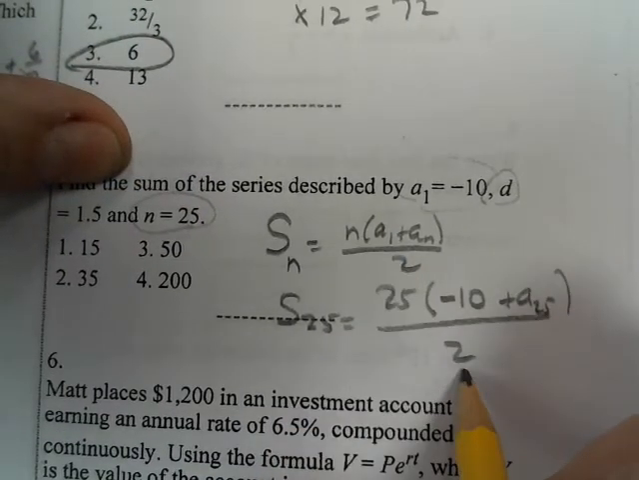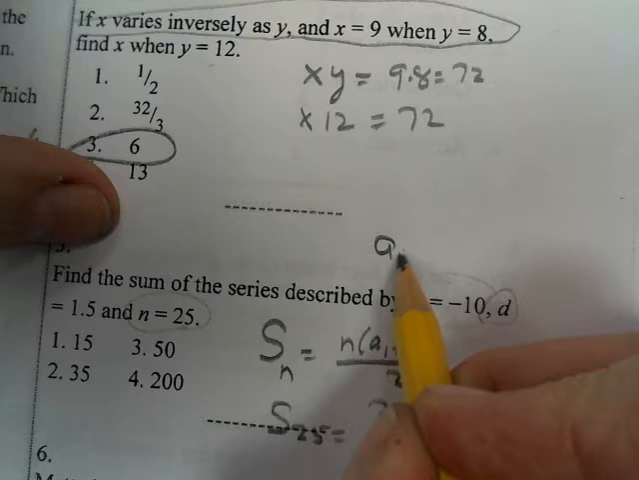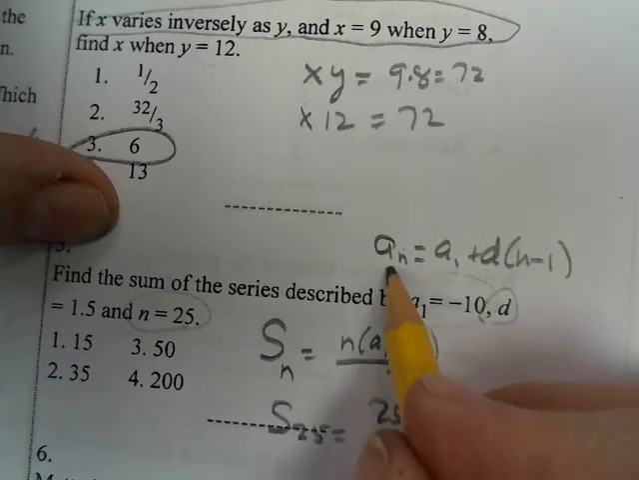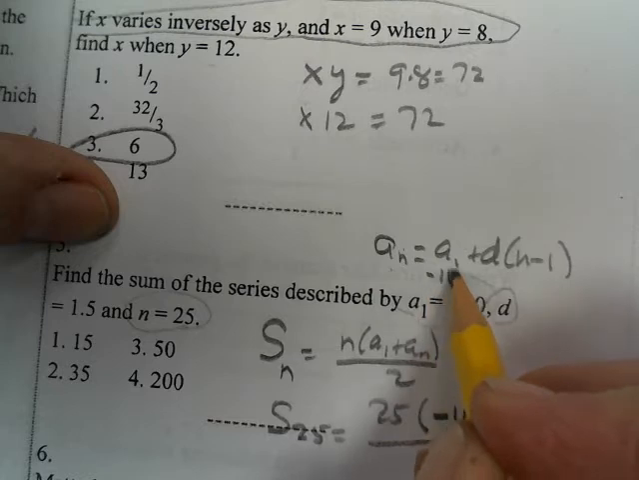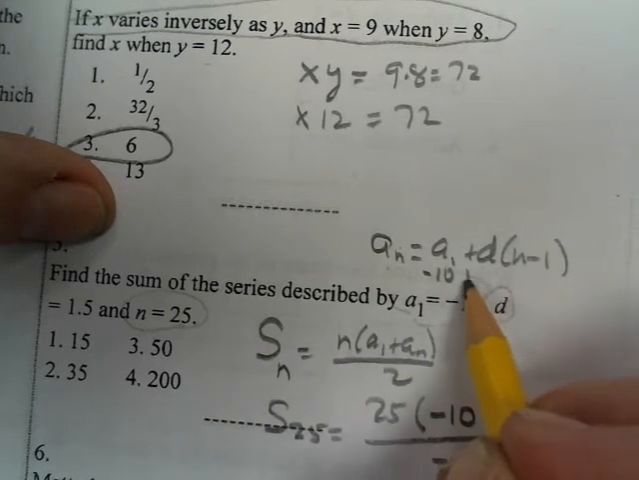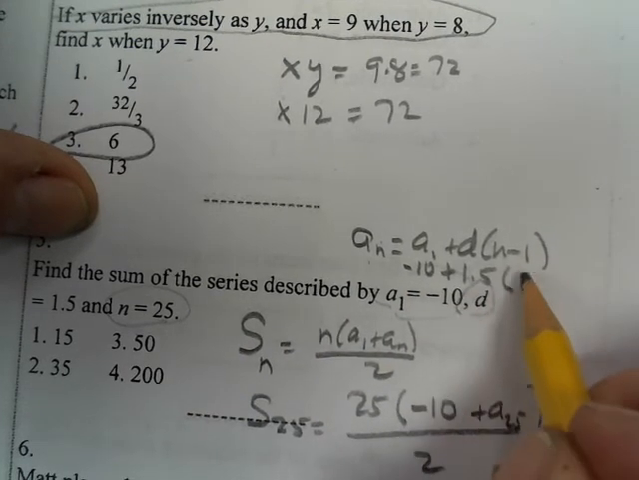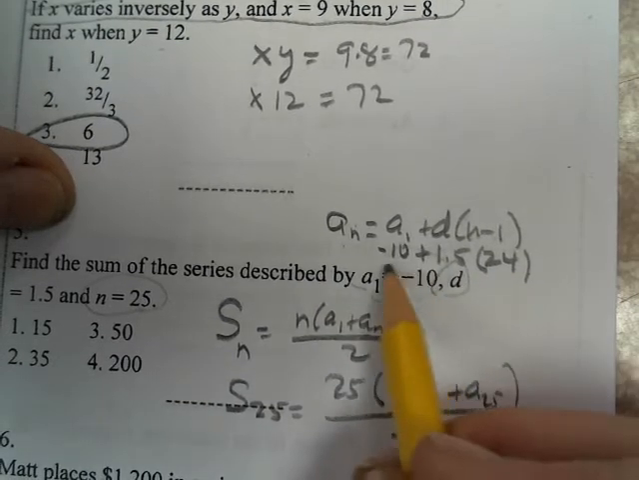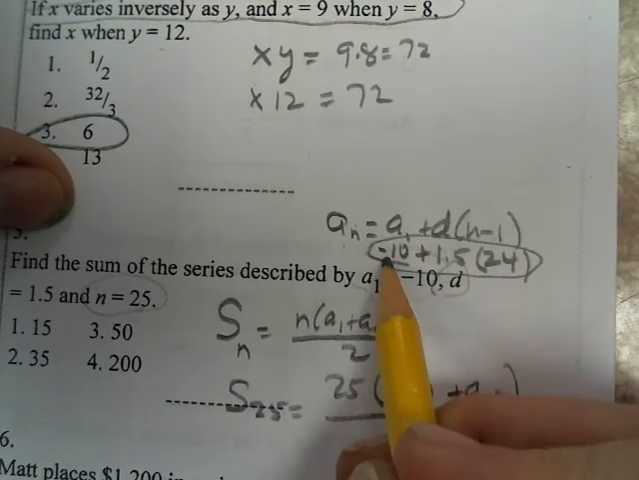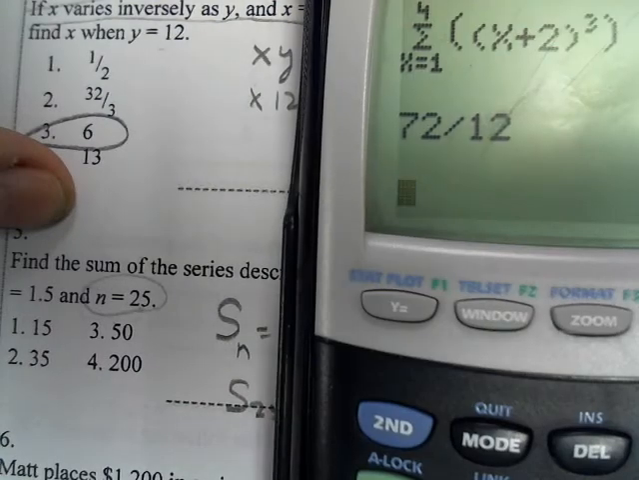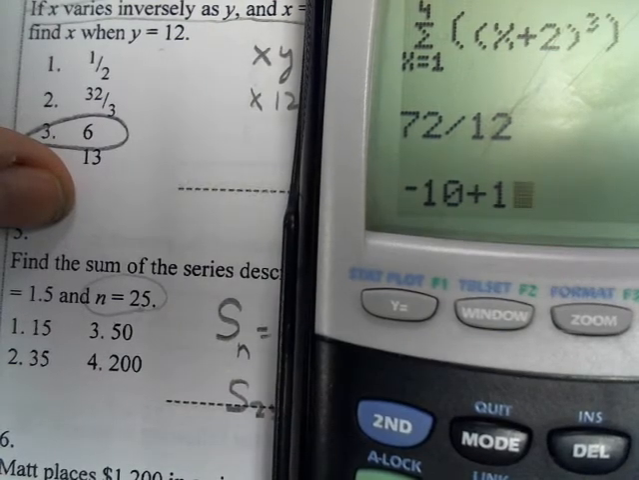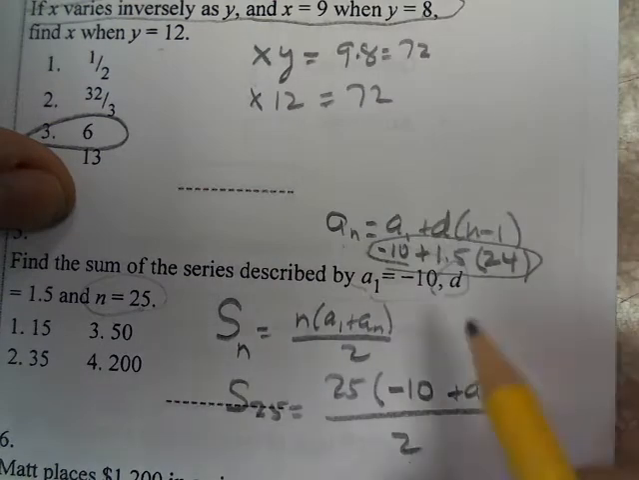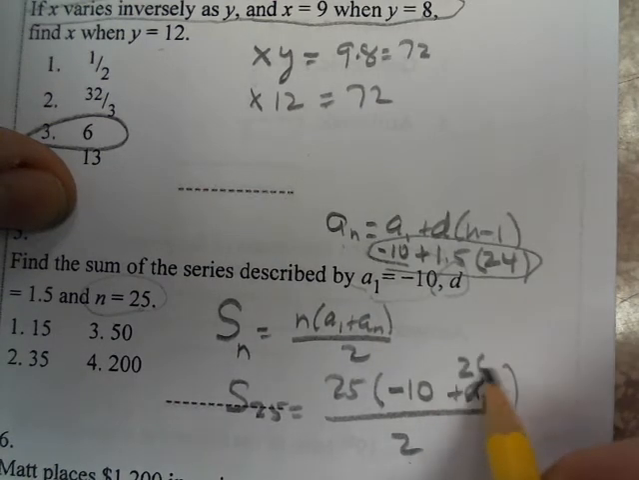So to calculate the 25th term, you're going to use the formula an equals a1 plus d times n minus 1. So the 25th term is negative 10. Now they tell you d is 1.5 and n is 25. So 25 minus 1 is 24. So you're just going to take your calculator out and put in negative 10 plus 1.5 times 24. And that would be 26. So that goes in for a25 is 26.